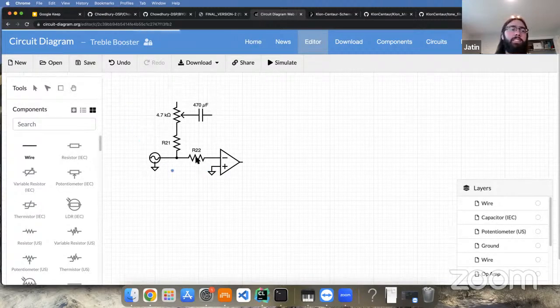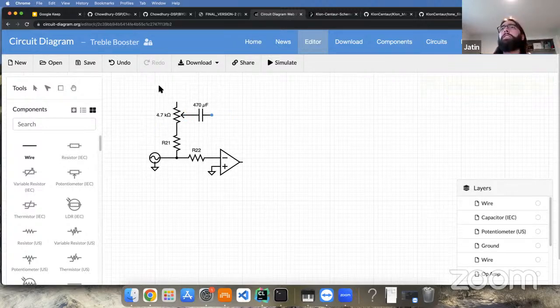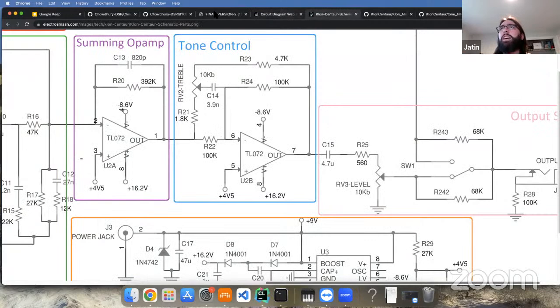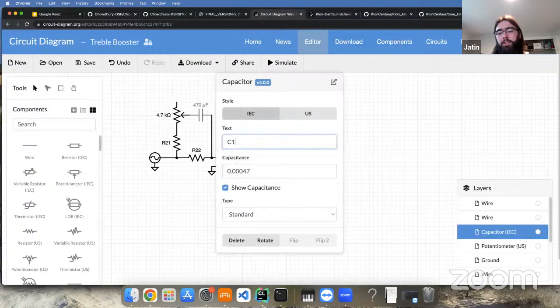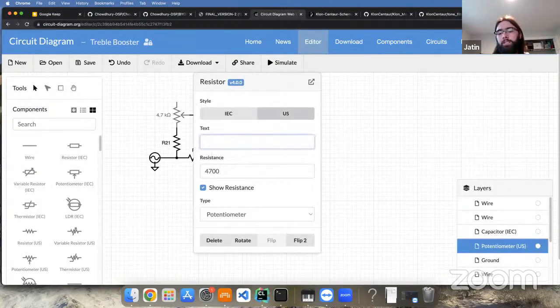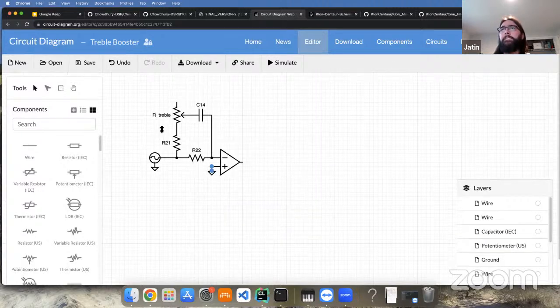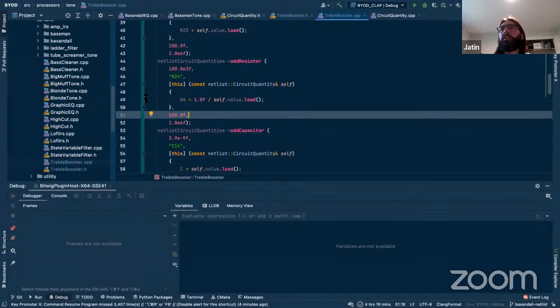Yeah, so I guess technically that's not really ground, but it's a virtual ground. So for the purposes of this circuit, we'll say that it is. So that's C14. This is our treble. I labeled C14 correctly, yeah.